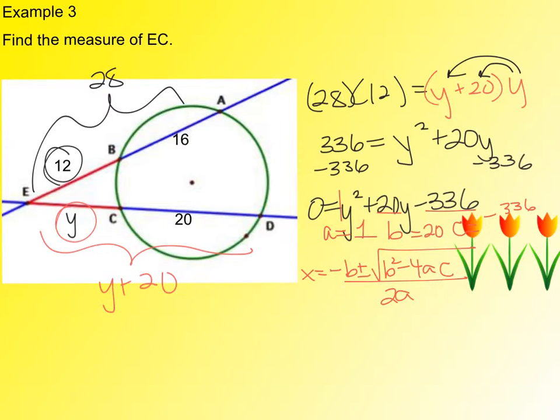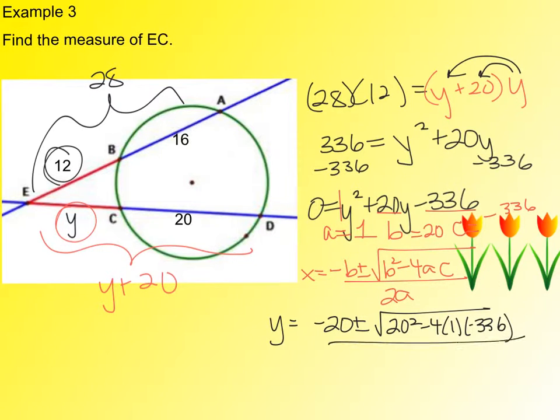So I'm going to plug those things into my problem. My y is equal to negative 20 plus or minus the square root of 20 squared minus 4 times 1 times negative 336, all over 2 times 1. I notice that I have two separate problems here because it's plus and minus. So at this point I'm going to split this up, one with the addition, one with the subtraction.